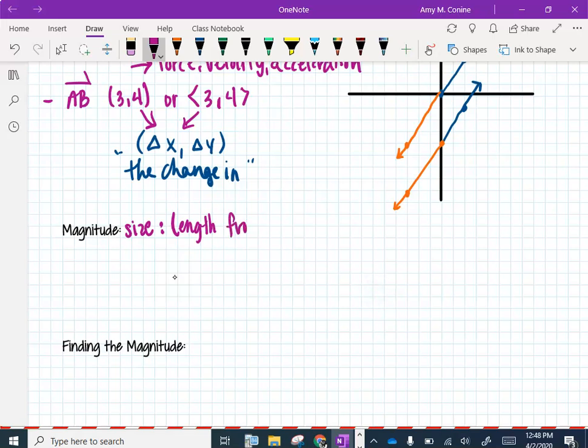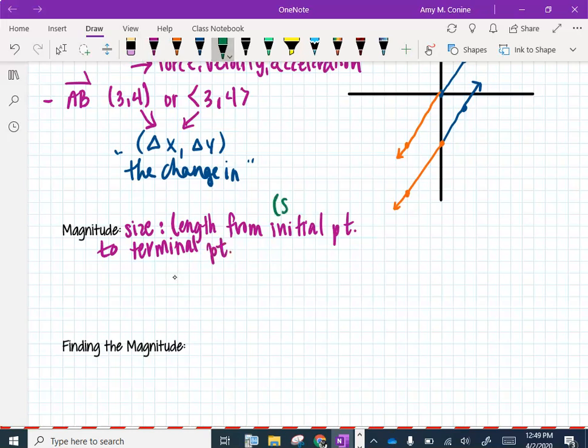from your initial point to your terminal point. And we've used this terminology before this year, but essentially it's the length from a starting point all the way to an end point.